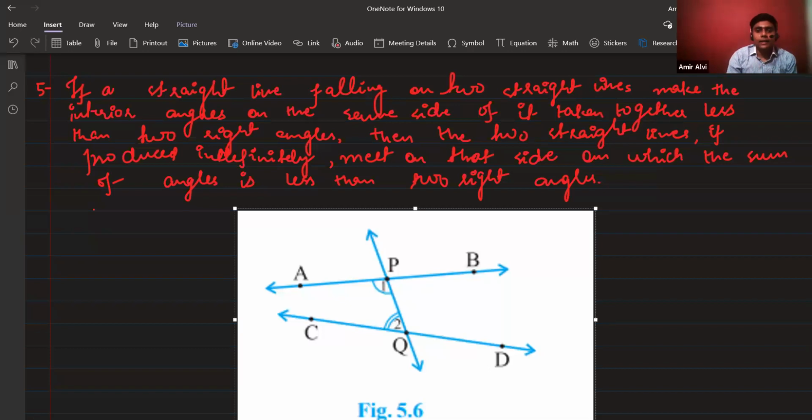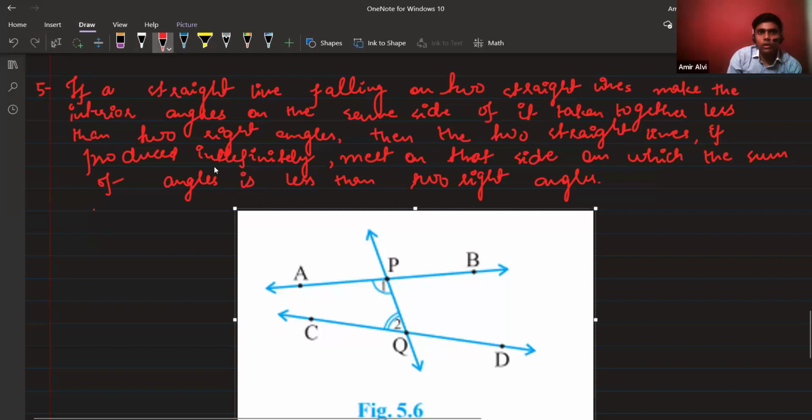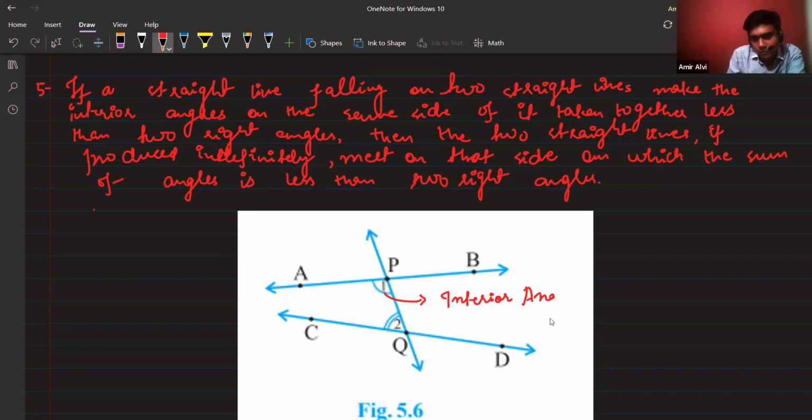Okay. And if we take these two interior angles of it, these are called interior angles. Okay, yes or no? Simrat, is this clear? Yes. Okay. So these two angles we have taken are called interior angles.